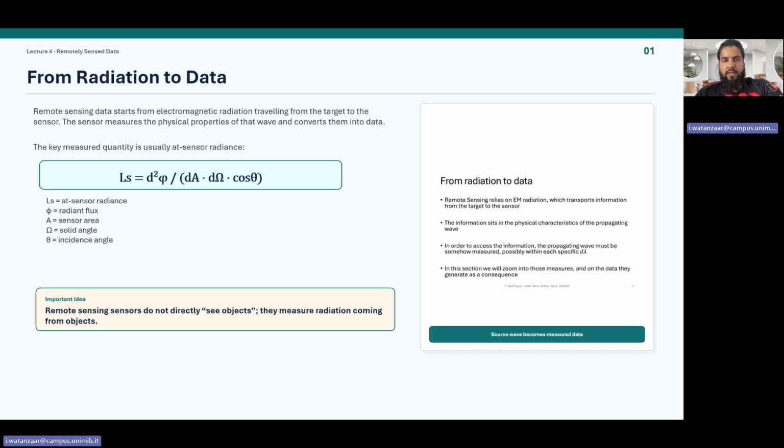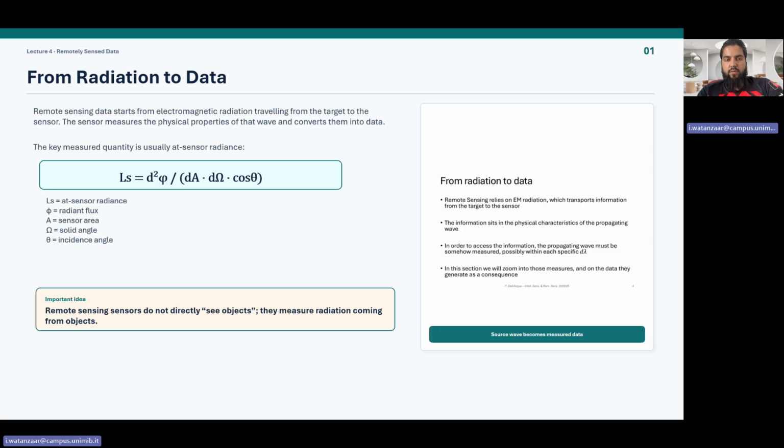We have already seen that the sensor measures the physical properties of the wave which is bounced back to the sensor. So here's a sample formula. In this formula, the key measurement quantity is usually the at-sensor radiance. We have seen that we are actually capturing from the wave its radiance or intensity, not its reflectance. After certain processing, we derive the reflectance from the radiance.